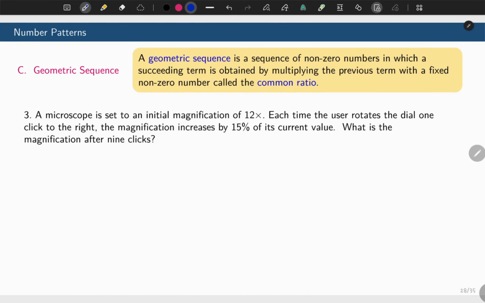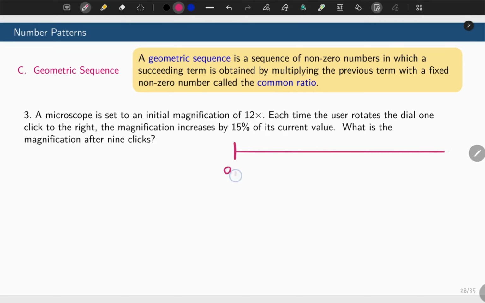Number 3. So let's solve a word problem. A microscope is set to an initial magnification of 12 times. Each time the user rotates the dial 1 click to the right, the magnification increases by 15% of its current value. What is the magnification after 9 clicks? Okay, this one, let us try to illustrate it for us to visualize.